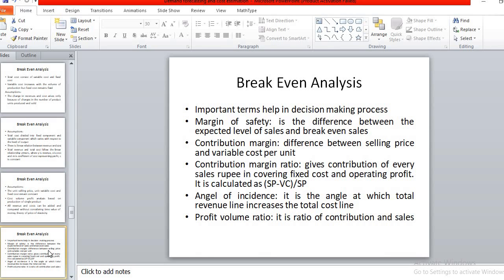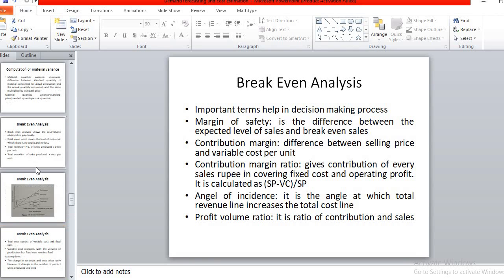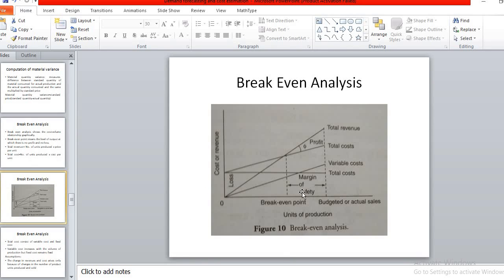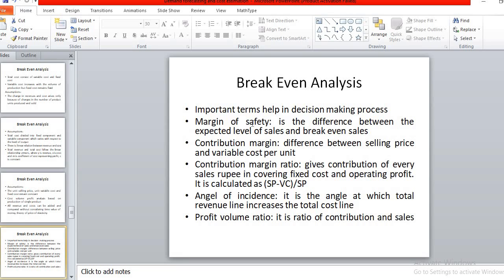As we discussed, the margin of safety is the difference between the expected level of sales and the break-even sales: expected sale minus break-even point sale. Contribution margin is the difference between selling price and variable cost: SP minus VC, where SP is selling price and VC is variable cost.